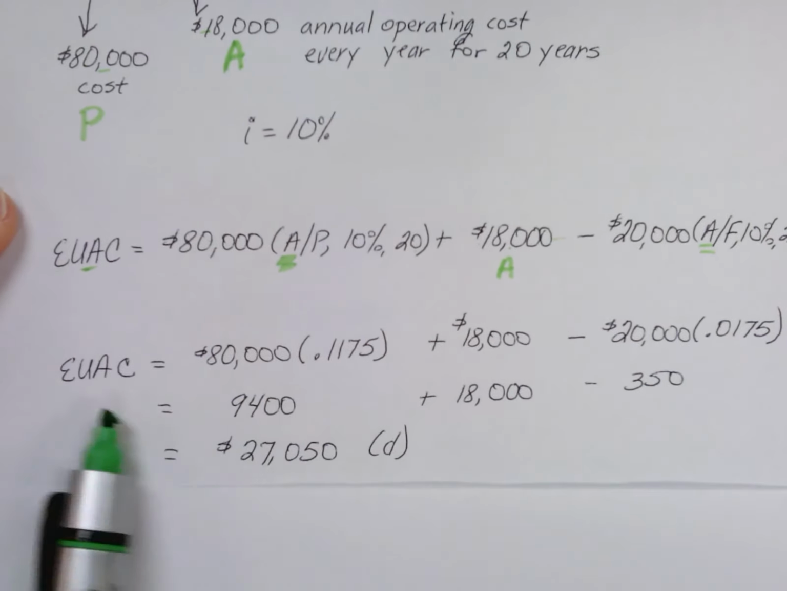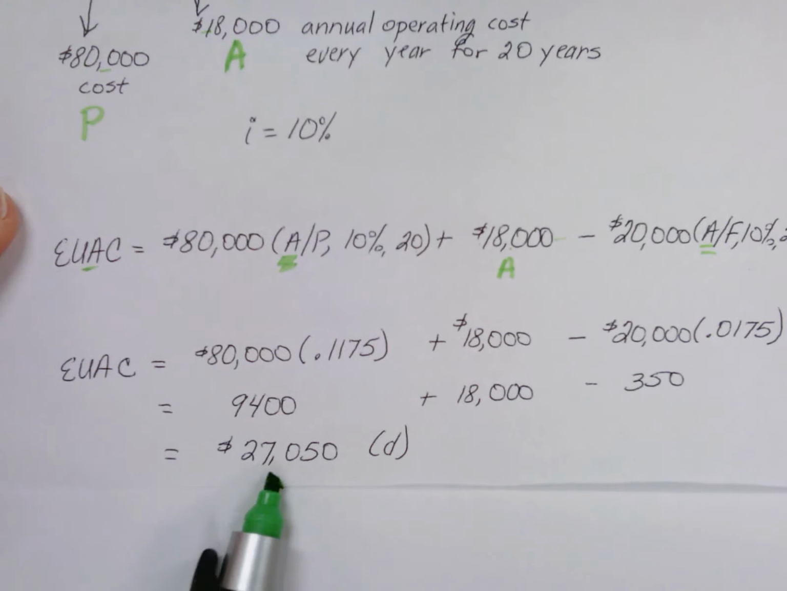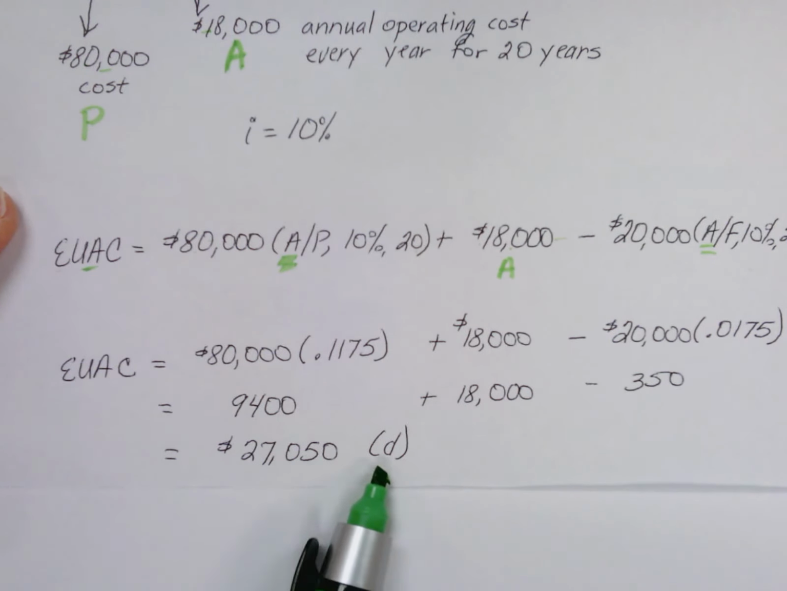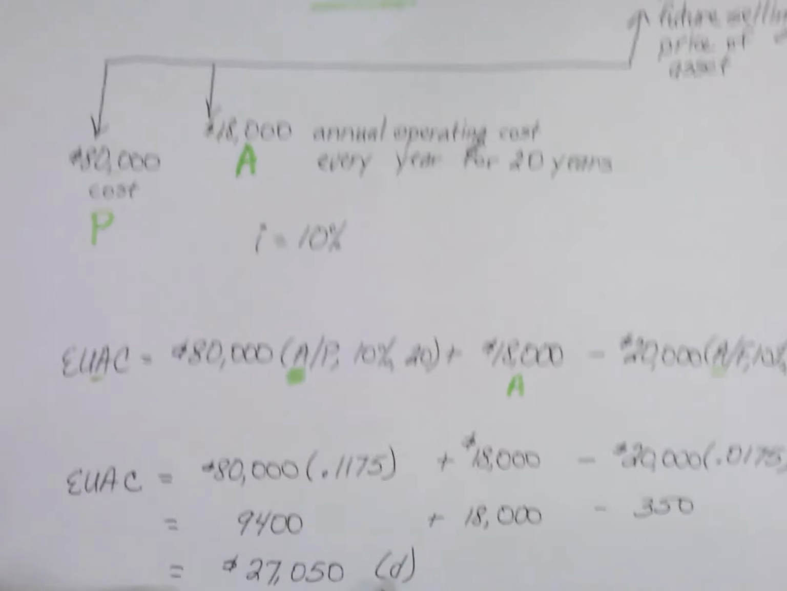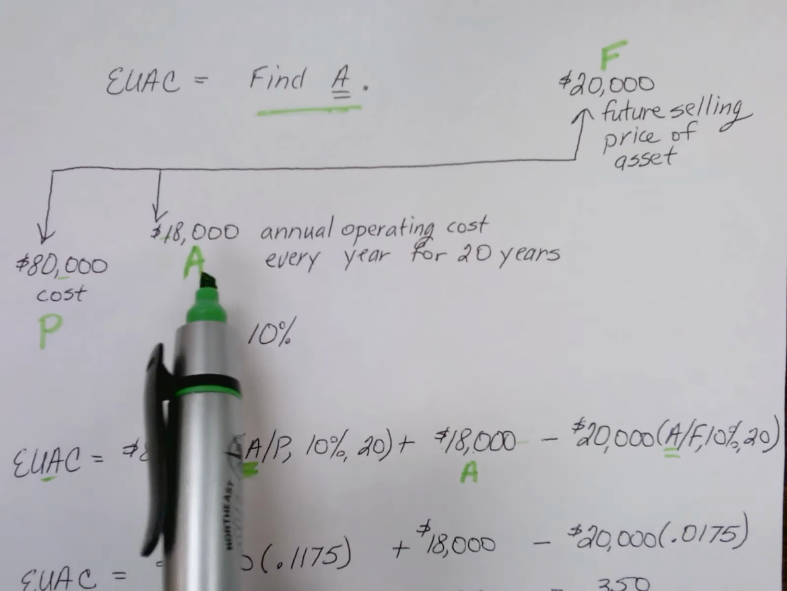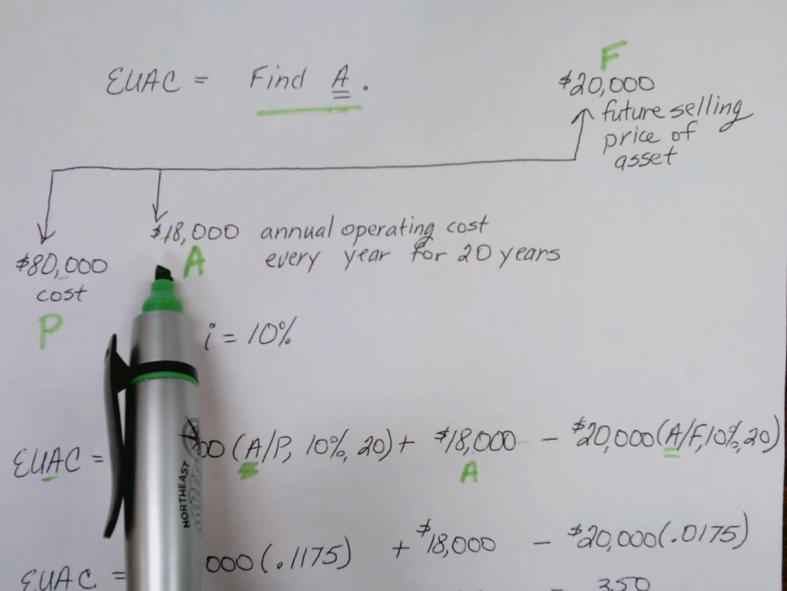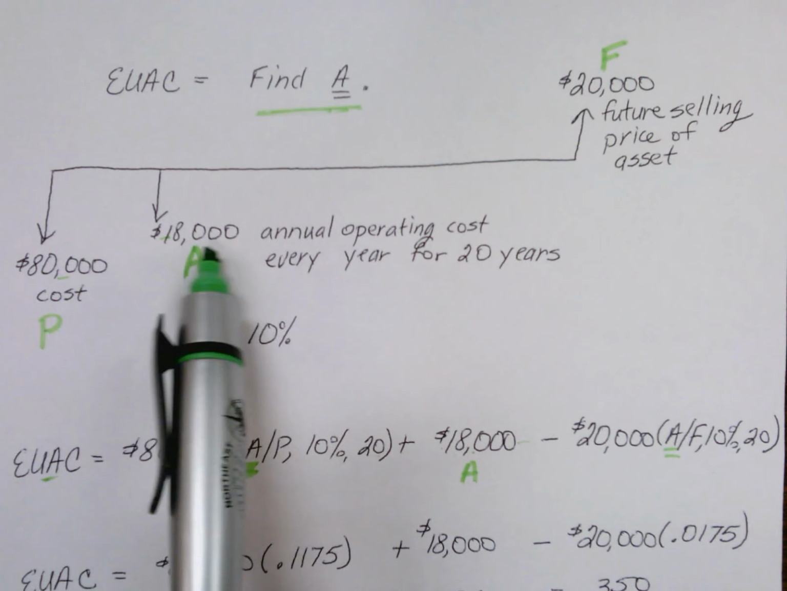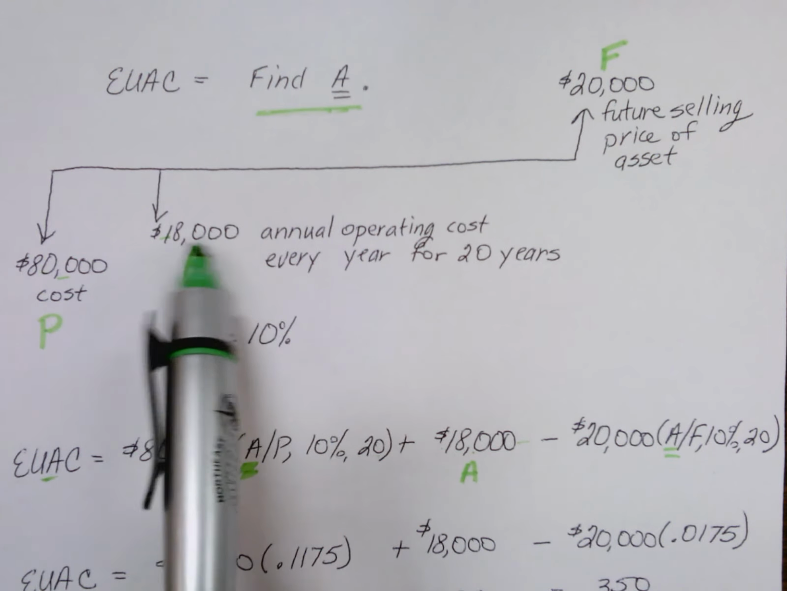And the equal uniform annual cost is $27,050, or answer choice D. Asking back, does that make sense? Is that reasonable? 27,000 seems reasonable because we're looking for an annuity, and we already have an annuity cash outflow of 18,000.